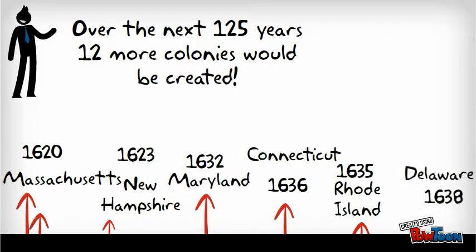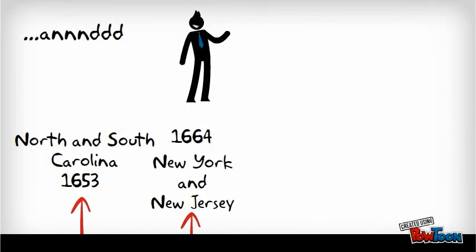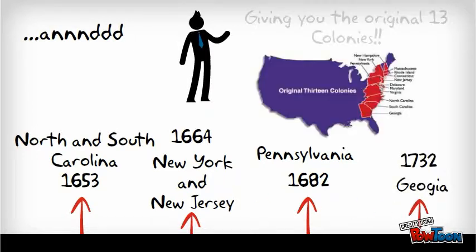Massachusetts, New Hampshire, Maryland, Connecticut, Rhode Island, Delaware, North and South Carolina, New York and New Jersey, Pennsylvania, and Georgia, giving you the 13 colonies.